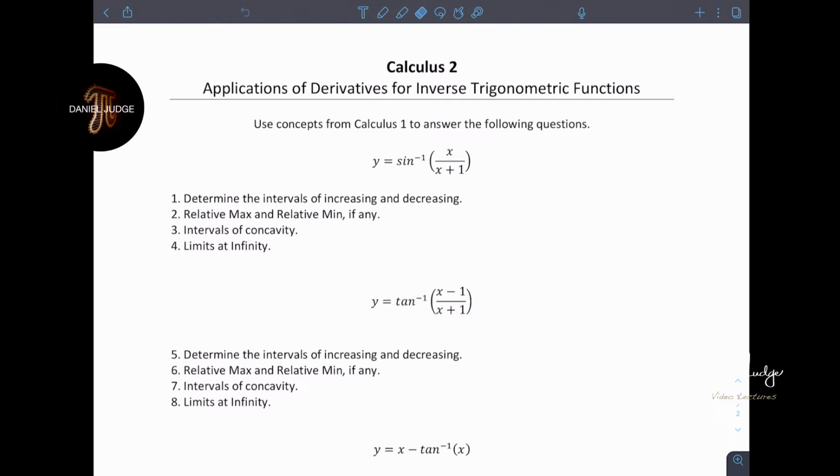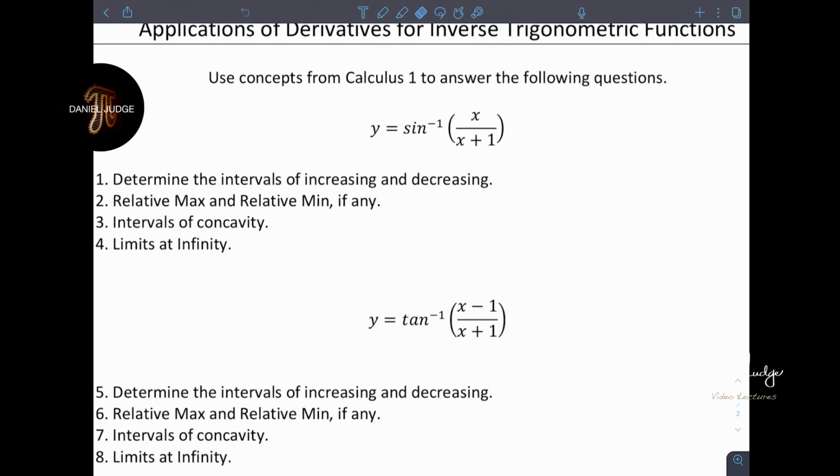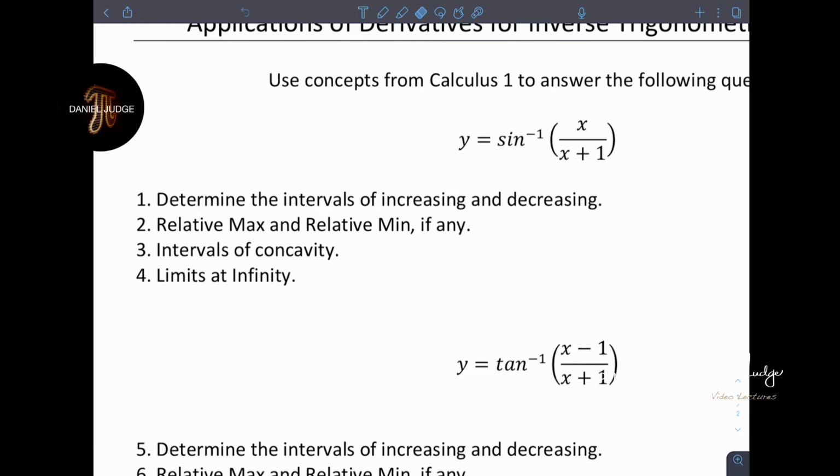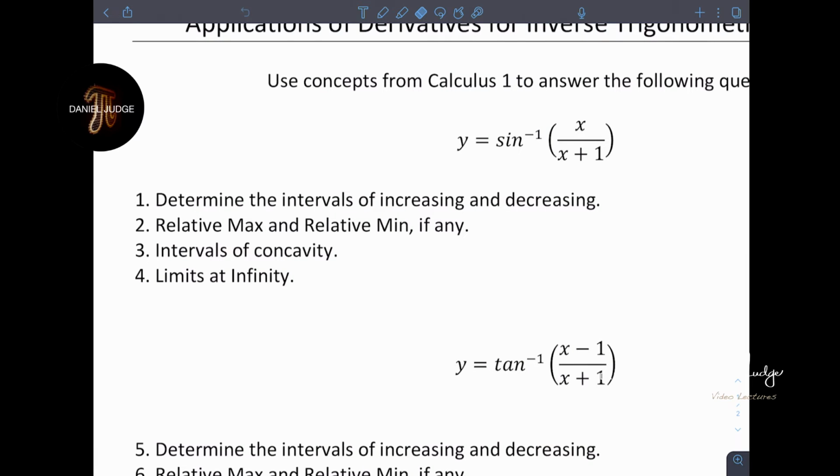Okay, good morning. We're going to work on some Calculus 1 applications, or I should say concepts, with inverse trigonometric functions here. These are ideas you studied in Calculus 1: intervals of increasing and decreasing, relative max, relative min, intervals of concavity and limits at infinity. So we're going to take a look at this first function here.